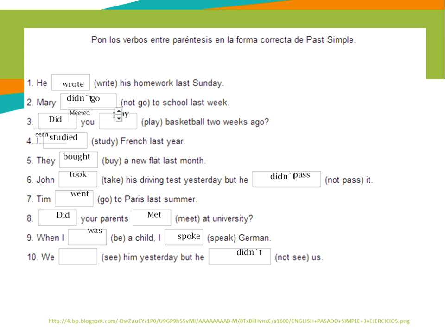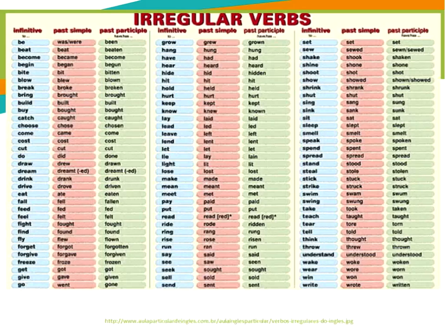Seen is another verb that is irregular. And we don't say seen, because that is a past participle. The past is saw. We saw him yesterday, but he didn't. He didn't see. I have to include the verb. He didn't see us. Very good. Very good.